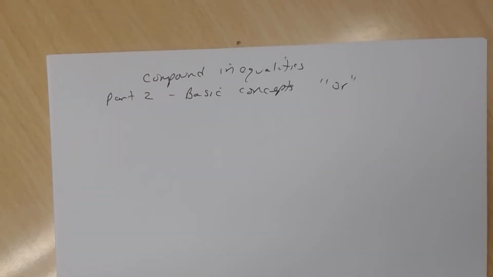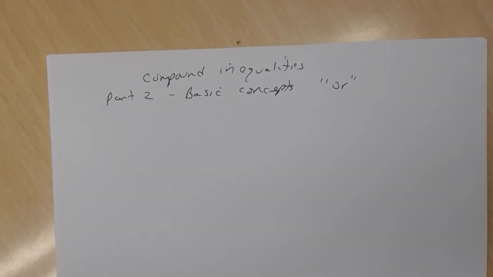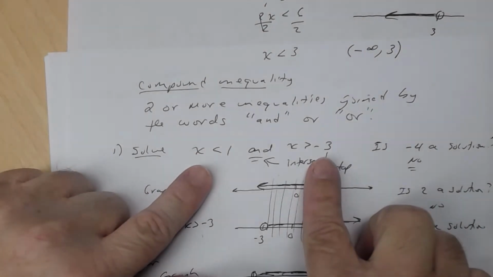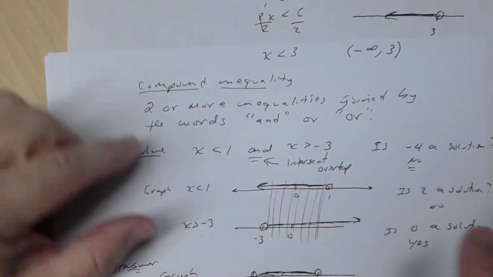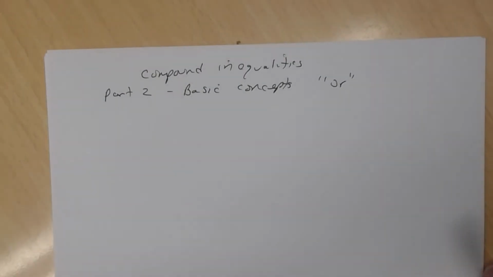Okay, so in part 2 of the Compound Inequality section, we're going to look at the word "or" this time. In the previous lesson, in part 1, we looked at the word "and". So we talked about what it means if we have a compound inequality with the word "and". That was in the previous lesson. In this lesson, we're going to use the word "or".